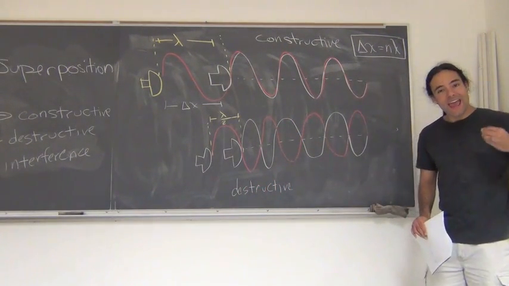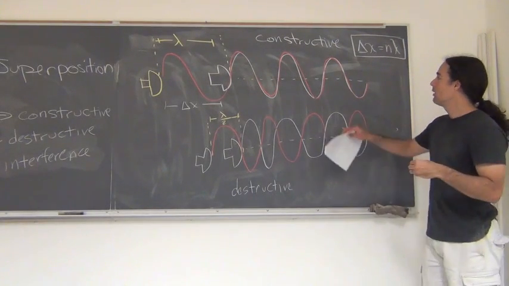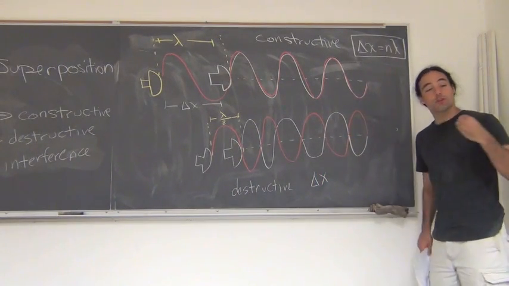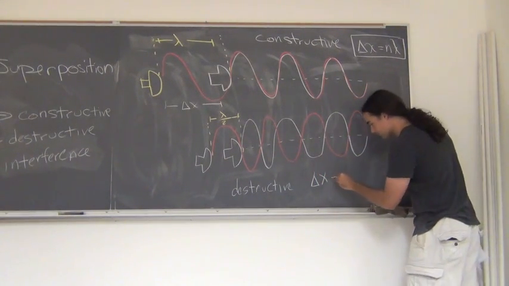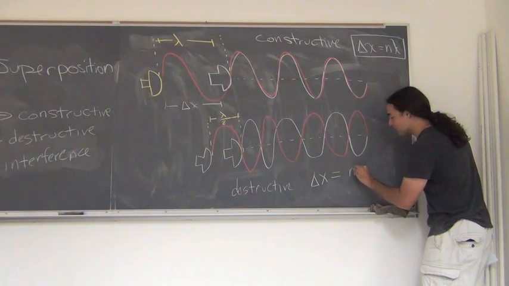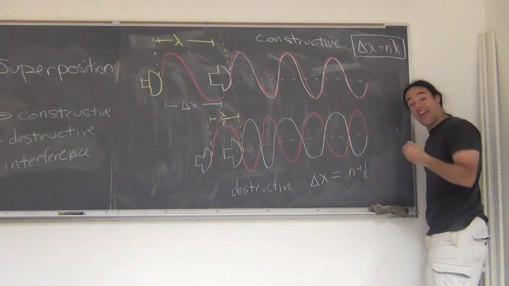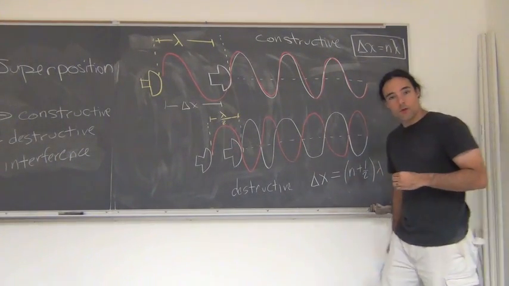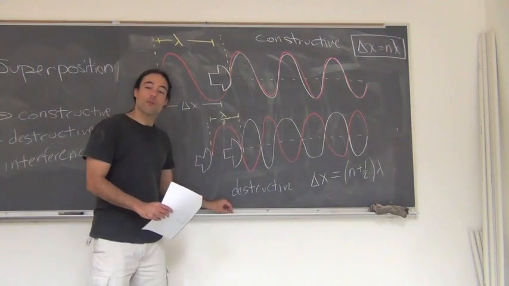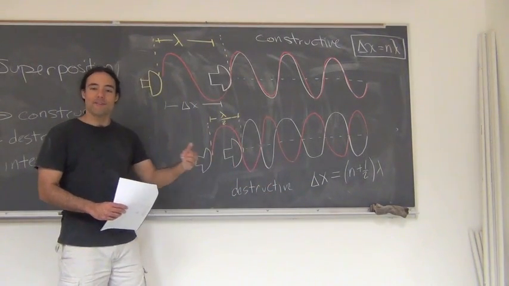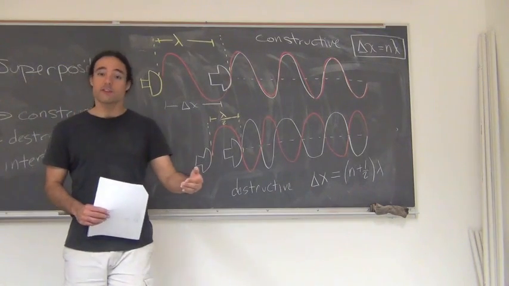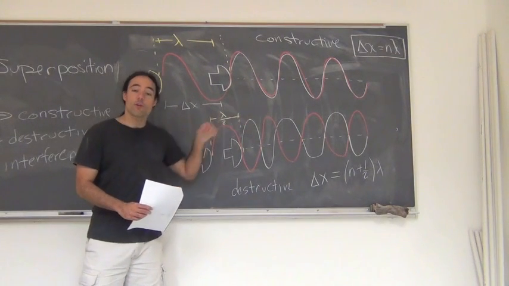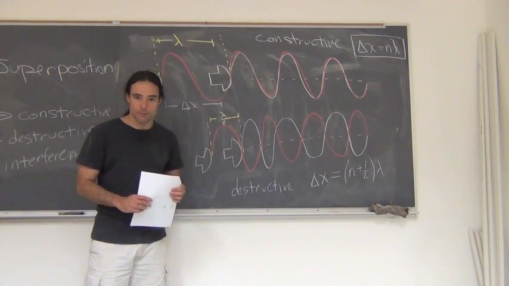which happens whenever I have a half integer multiple of wavelength. So whenever the distance between the two speakers is n plus 1/2, where again, n is just some integer, n plus 1/2 times the wavelength. So it goes a full number of wavelengths and then just shifts by half of a wavelength. So we would say they're 180 degrees out of phase. Whenever that happens, we get destructive interference where the two waves are going to cancel each other out.